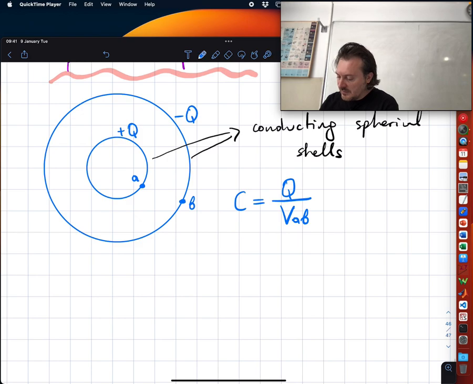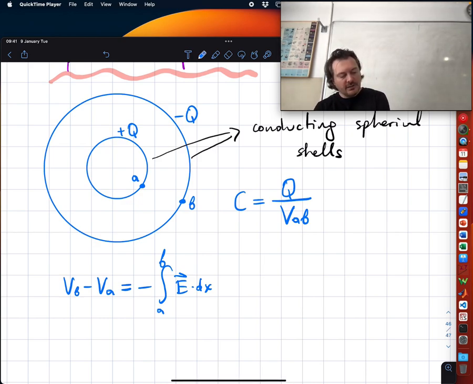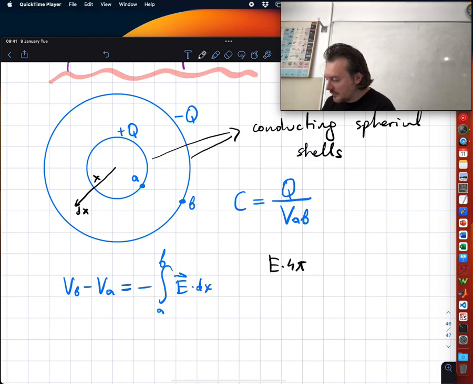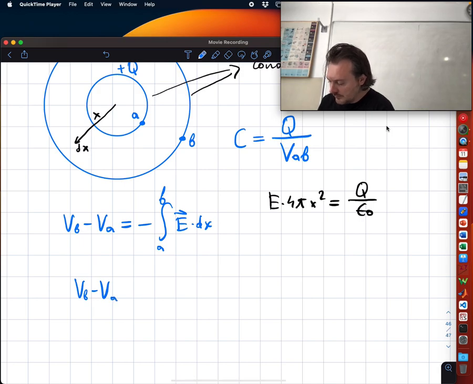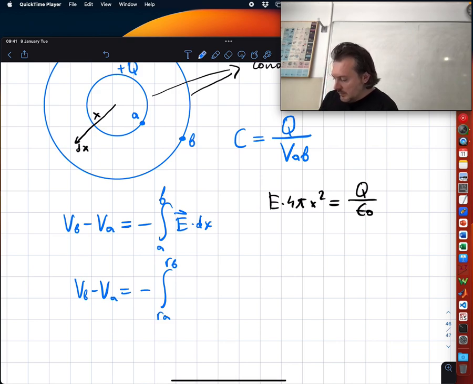Well, let's find the potential difference. VB minus VA is the negative integral of E dot dx going from A to B. And what is the electric field in between? You can find it using Gauss's law. E times 4 pi x squared must be Q enclosed over epsilon 0, right? So VB minus VA is negative integral RA to RB of Q over 4 pi epsilon 0 x squared dx. Did you follow all this?